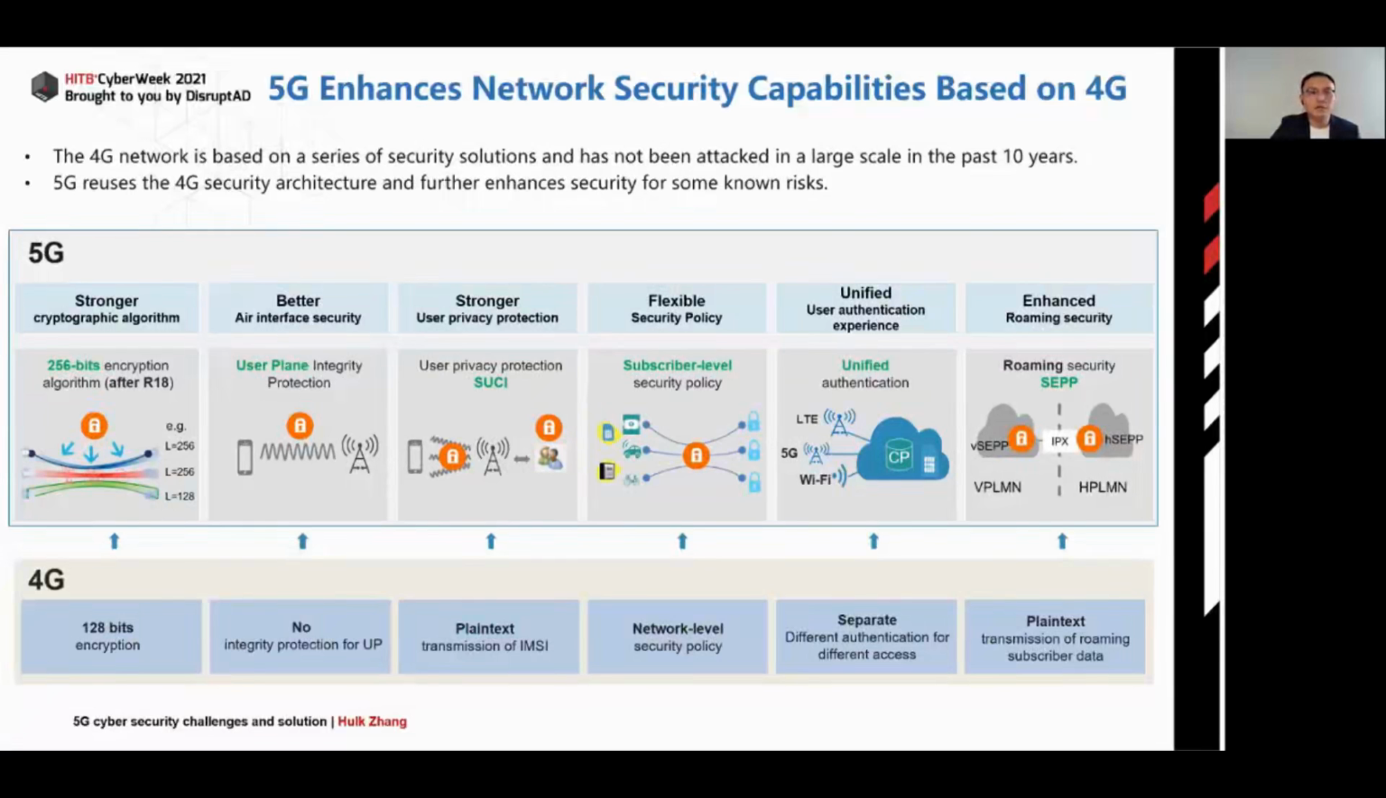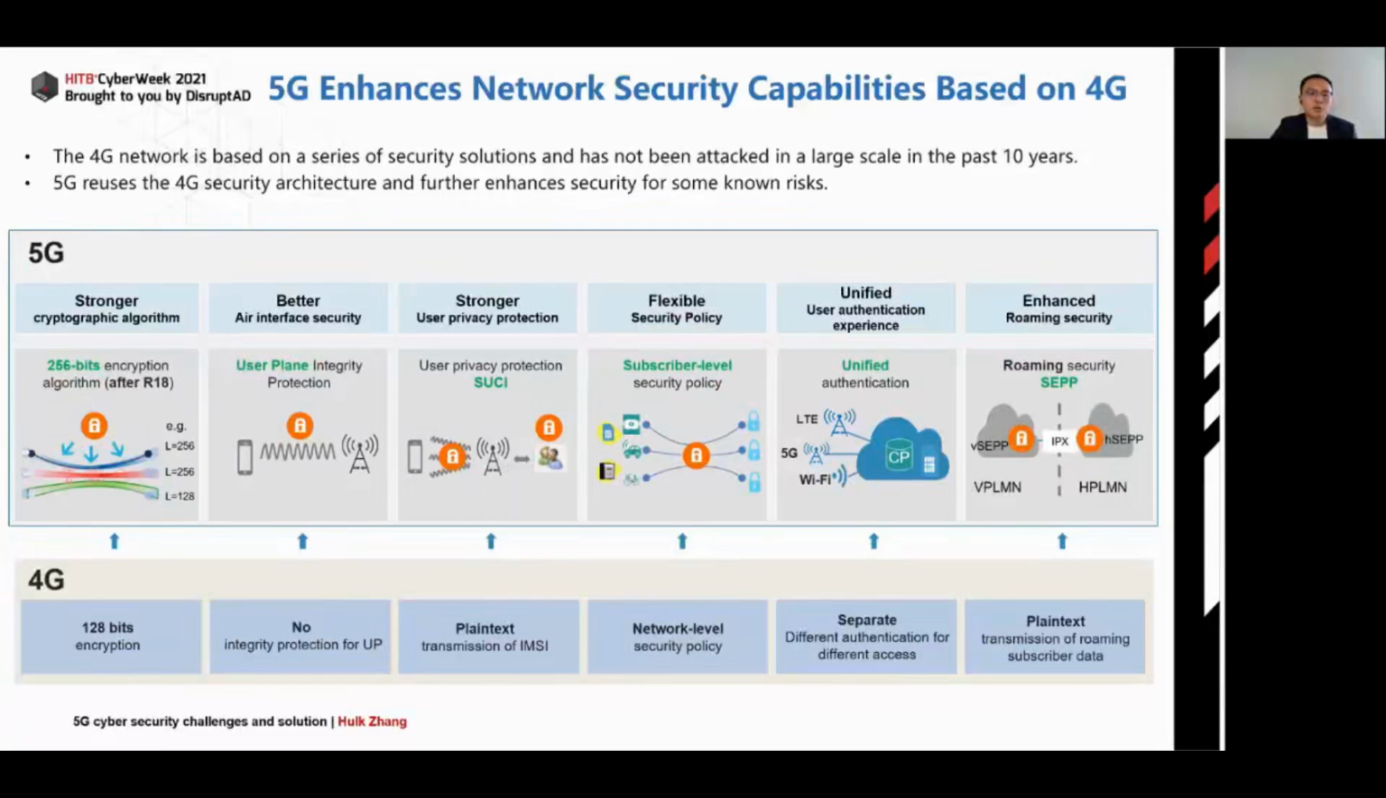In summary, we say 5G reuses the 4G security architecture and further enhances security for some known risks. How to understand that? We choose 6 aspects in 4G and compare them with 5G. They are cryptography algorithm, air interface security, user privacy protection, security policy, user authentication experience, and roaming security. By comparison, we can say in 5G there are stronger cryptography algorithms, better air interface security, stronger user privacy protection, flexible security policy, unified user authentication, and enhanced roaming security.